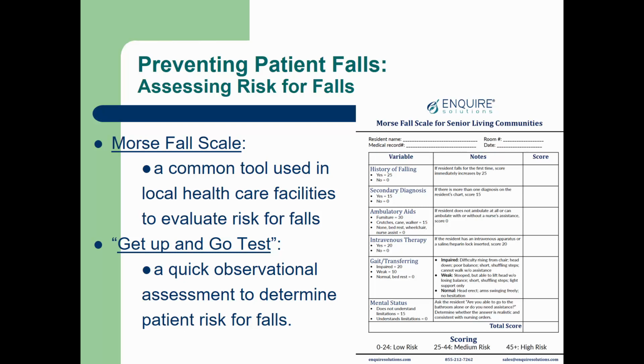The Get Up and Go test is a quick observational assessment that determines a patient's risk for falls. The Get Up and Go test requires patients to stand up from a chair, walk a short distance, turn around, return, and sit down again. It tests balance specifically in elder patients.